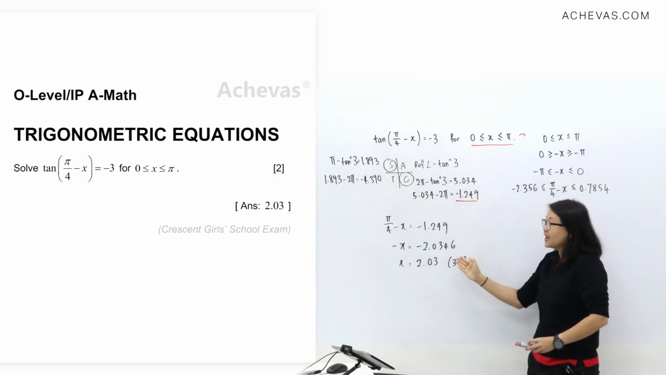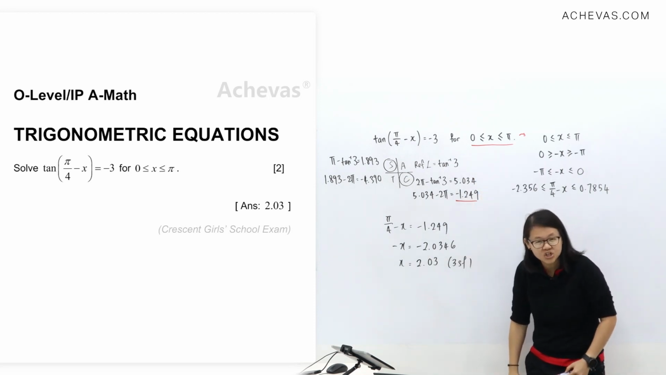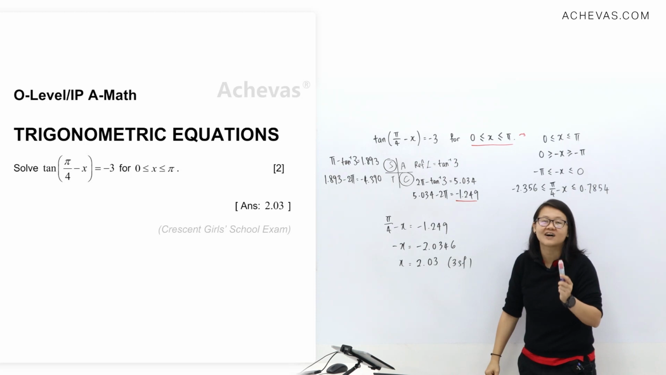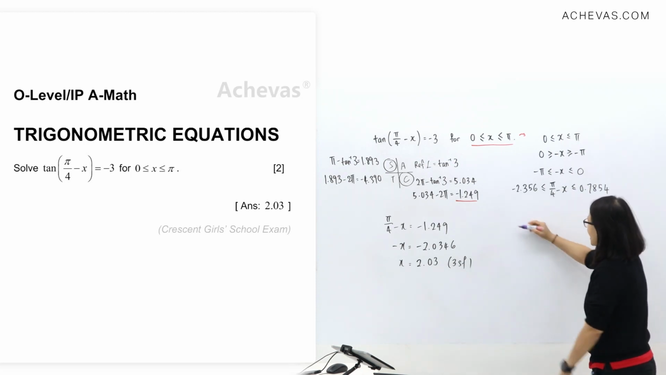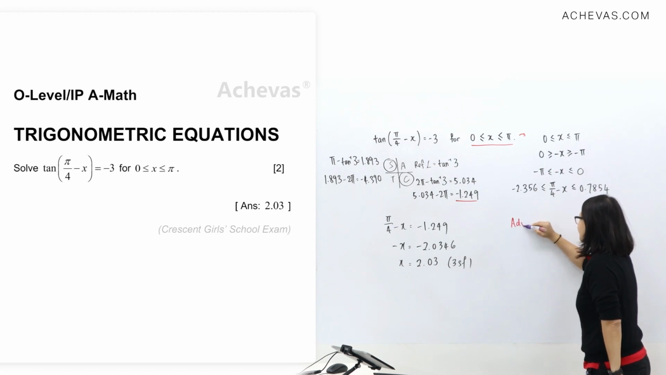Now, you might ask me, the question there has only 2 marks. This is our usual way of solving a trigonometric equation. Is there any faster way? Yes, there is, but you need to be very good at it. Let's put an advanced way over here.